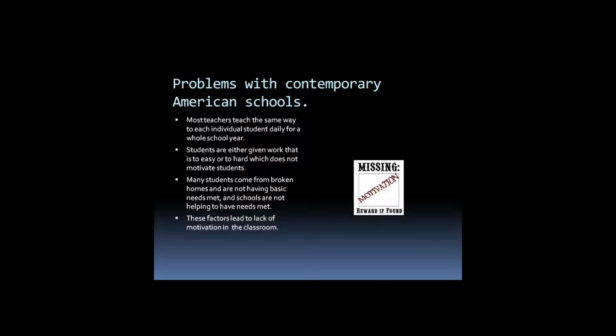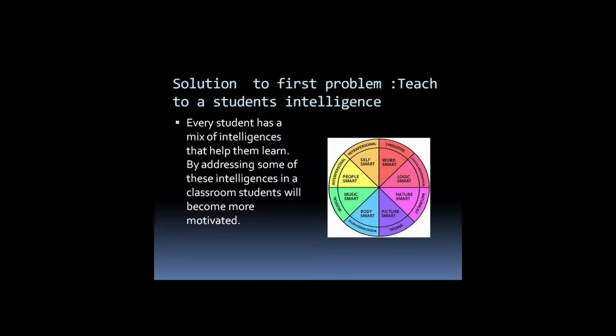The first problem can have a simple solution. The solution is to teach to a student's intelligence. Every student has a mix of intelligences that help them learn. By addressing some of these intelligences in a classroom, students will become more motivated.